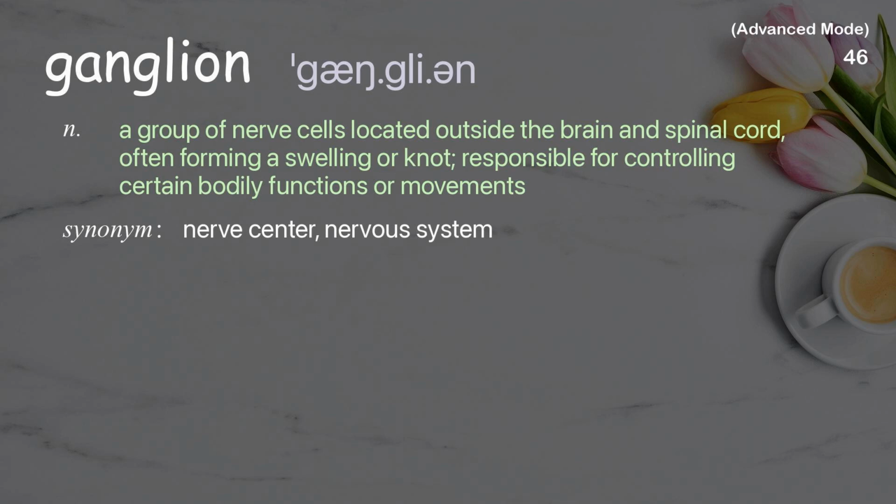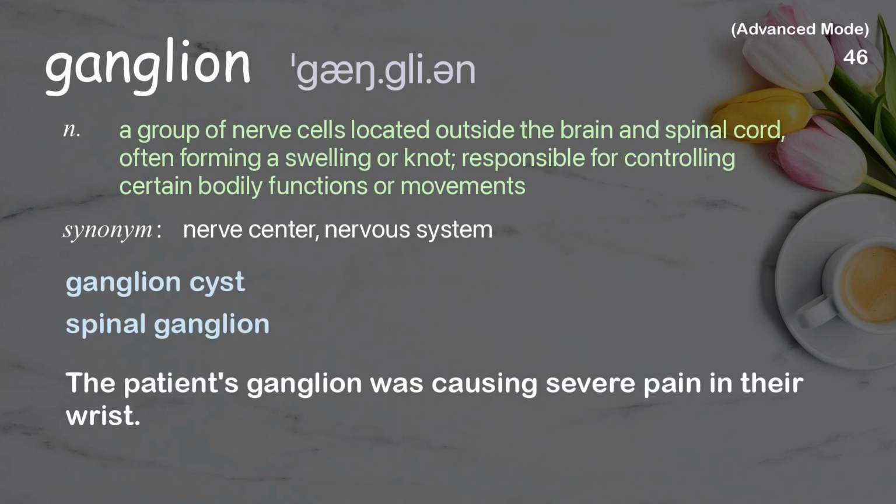Ganglion. A group of nerve cells located outside the brain and spinal cord, often forming a swelling or knot, responsible for controlling certain bodily functions or movements. Examples: ganglion cyst, spinal ganglion. The patient's ganglion was causing severe pain in their wrist.